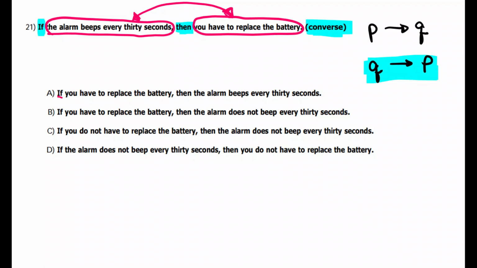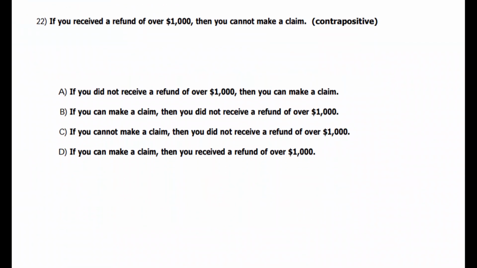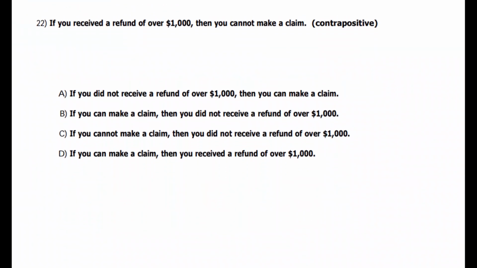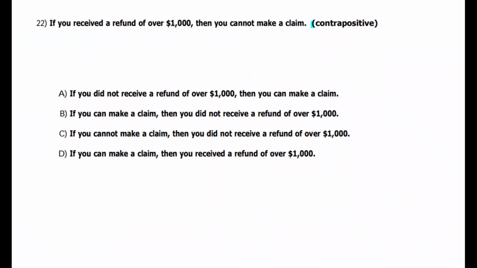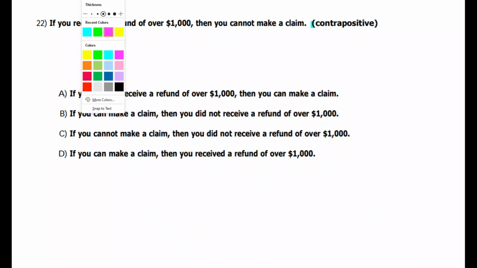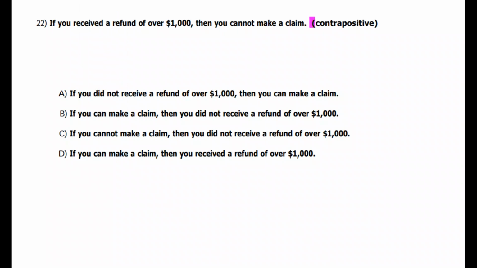If you have to replace the battery, then the alarm beeps every 30 seconds. There it is. It's A. That one wasn't too bad. And then 22 is the contrapositive.